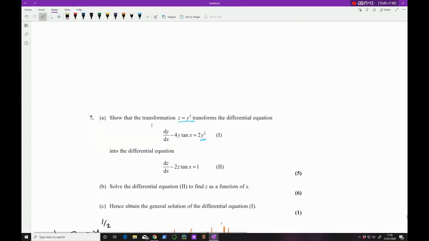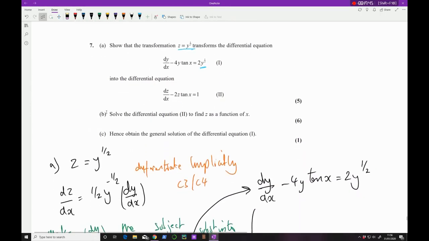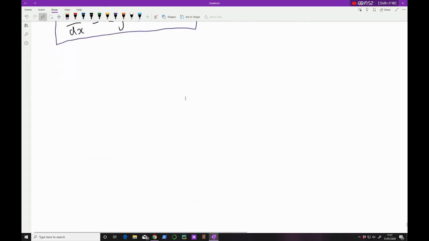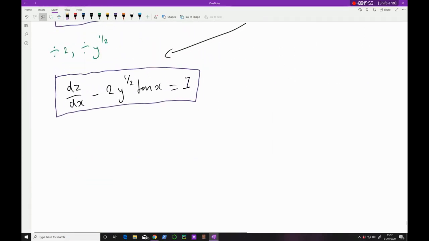So we're still not done yet, because part B asks us to solve this differential equation to find z as a function of x. Okay, so we've basically done most of the hard work. If you didn't realize, we've done most of the hard work by changing this into a form which we can easily work with, because now we've got dz by dx, we've got a function of x, and we've got another function of x here.